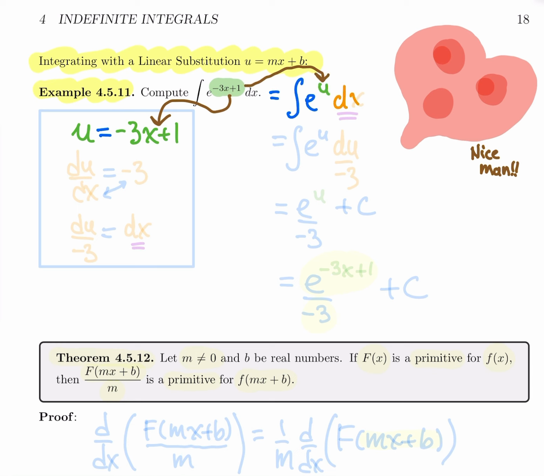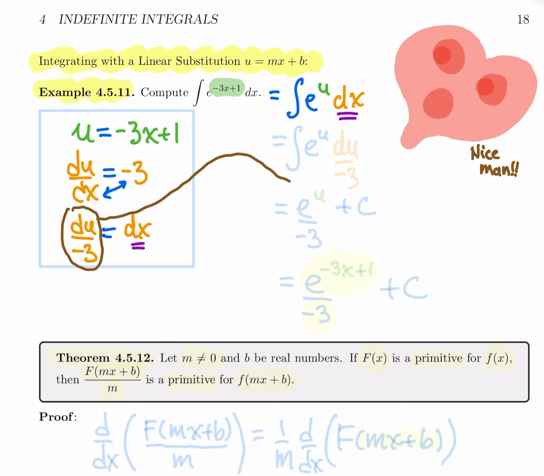If you compute the derivative of u with respect to x of minus 3x plus 1, we're just extracting the slope, getting minus 3, and if you swap those two things, you get that du over minus 3 is my formula for dx. Let's put all this computation in a box to make sure we're not mixing everything up. Now if you replace dx in my integral by du over minus 3, what you're left with is this very nice basic integral, the integral of e^u du.